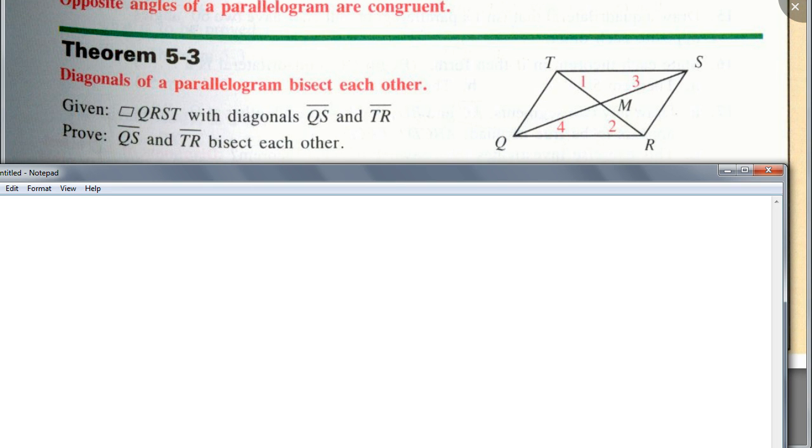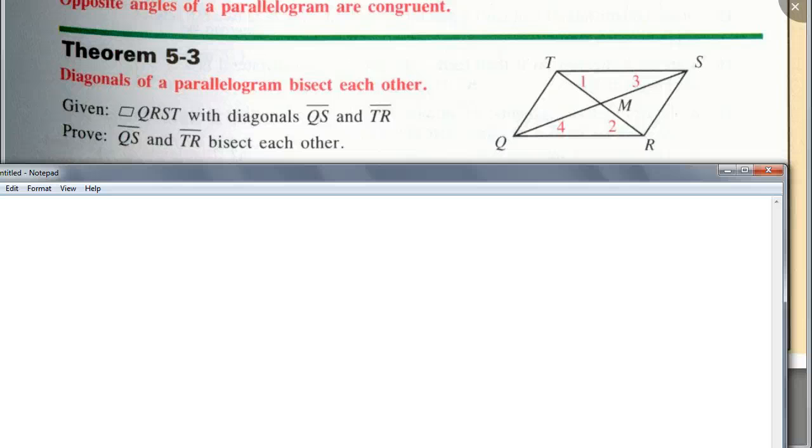So I want you to now think as a group. How would you go about proving that TM is congruent to MR and QM is congruent to MS? How would you go about proving this? How can you prove that they bisect each other? All right. Now that you have some time to think about this, who thinks they know how to go about proving this theorem?